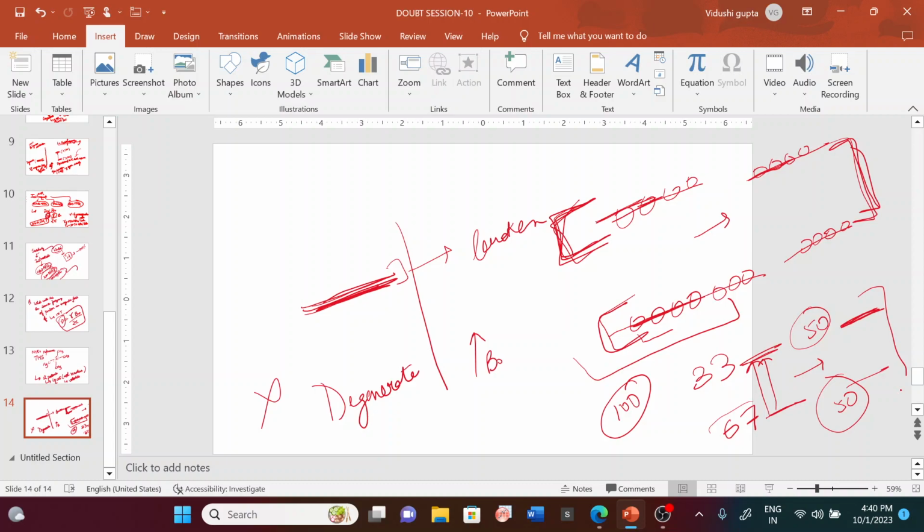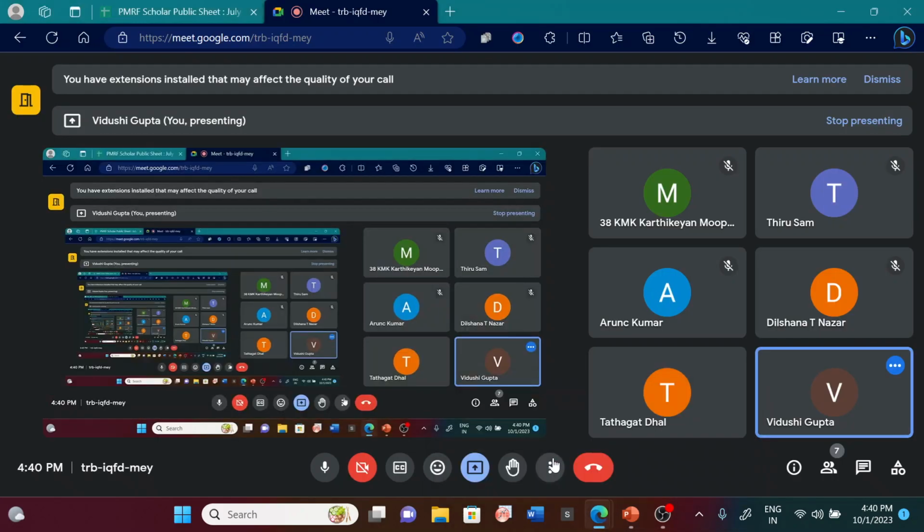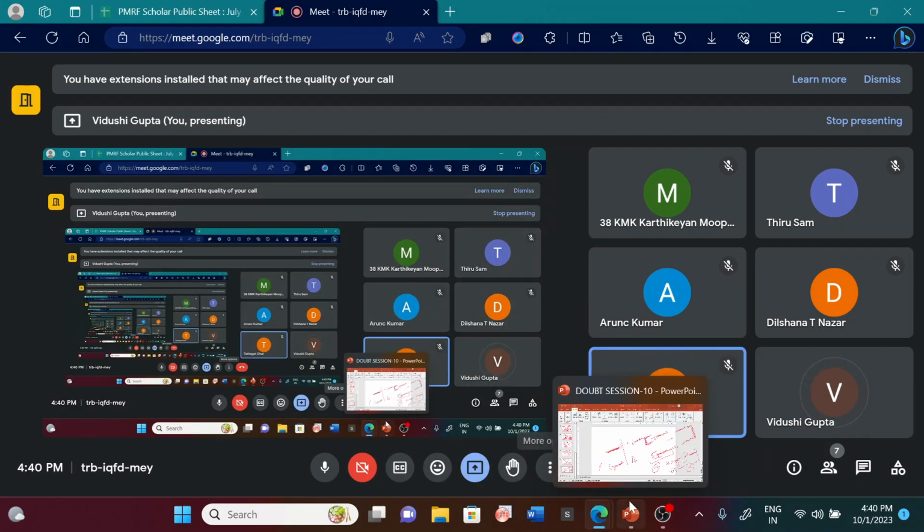But you can't say it is degenerate. Degenerate you can say in terms of energy levels when they have the same energy levels. The energy levels are different only. Is it clear? Yes, ma'am. Okay.